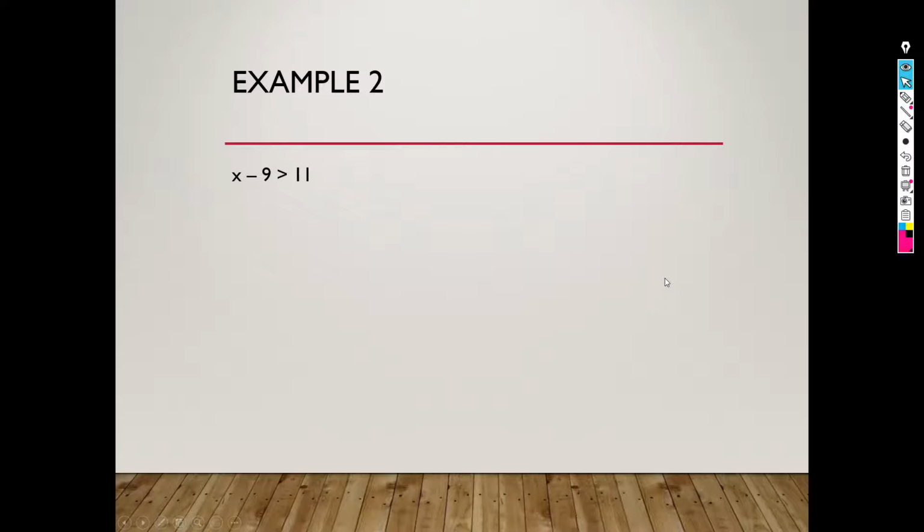Let's look at another example. This one has subtraction in it. Same process is going to be involved here. We need to get rid of this minus 9, so we're going to add 9 to both sides of x minus 9 is greater than 11.